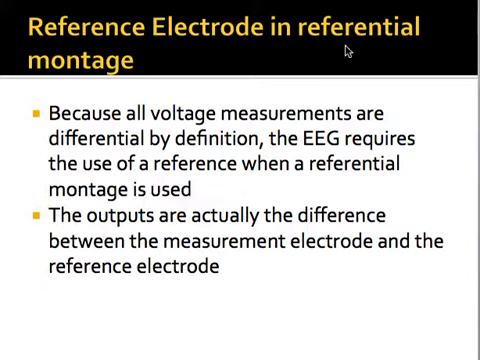The two possible arrangements for a bipolar montage. The other popular, and probably more popular, montage is the referential montage. In a referential montage, you have a reference electrode. The reason you have to have that is because, remember, all voltage measurements are differential by definition, so we have to have a reference somewhere. The actual outputs that you get from a referential arrangement are the difference between the measurement electrode and the reference electrode.